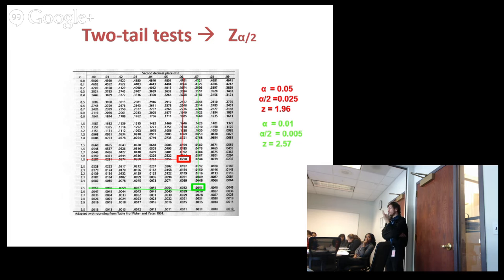That's in the case of a two-tailed test. And for a two-tailed test, what's the form of our alternate hypothesis? Is it greater than, less than, or not equal to? Not equal to. Not equal to is always a two-tailed test.